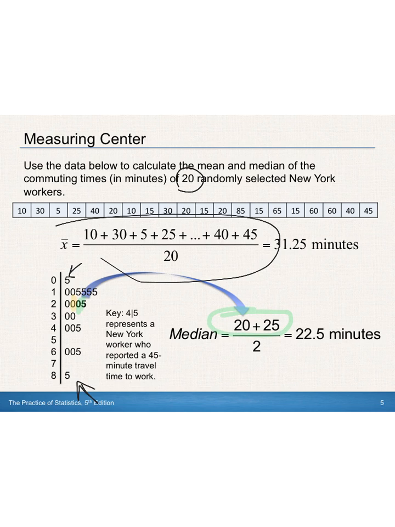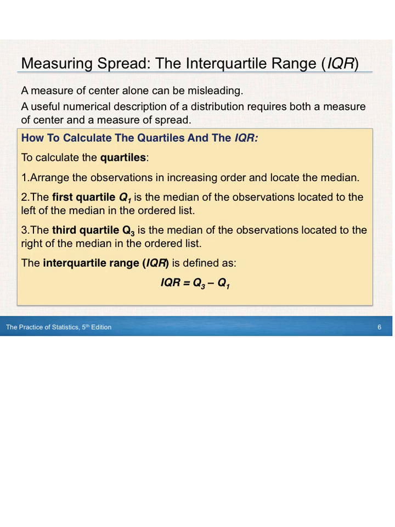Notice, reminder, we've got a key right here that tells you the line 5 represents a 45-minute travel time to work. So remember, you know how to read and write the key for a stem and leaf plot.